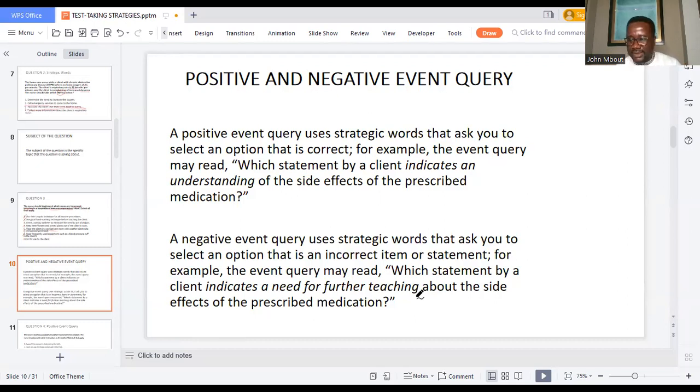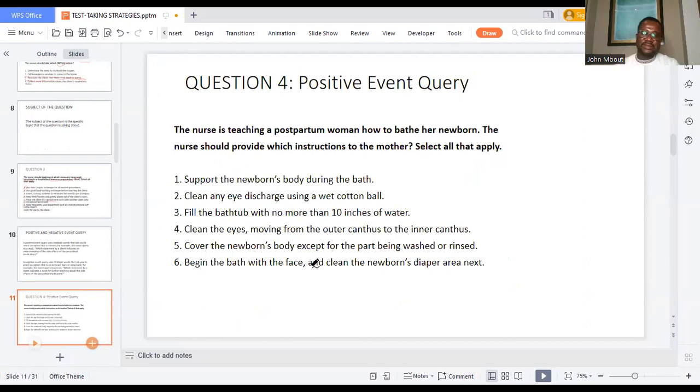Let's not just say it. Let's practice something in order to cement this point. Let's look at this. I will give you the opportunity to text your answer options. The question says, the nurse is teaching a postpartum woman how to bathe her newborn. The nurse should provide which instructions to the mother? As I said, with this kind of question they always ask for 2 or more options when they're talking about teaching.